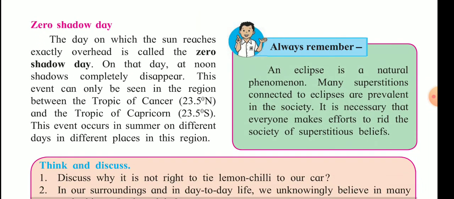Now next, let us see what we mean by the zero shadow day. The day on which the sun reaches exactly overhead is called the zero shadow day. On that day at noon, shadows completely disappear. This event can only be seen in the region between the Tropic of Cancer and the Tropic of Capricorn. This event occurs in summer on different days in different places in this region.